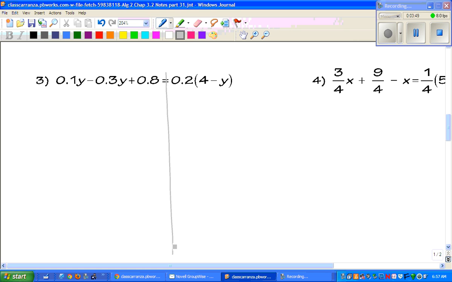Let's draw a line down the middle. Now, on the right side, we're going to distribute, and I have to do some side work. 4 times 0.2, well, 2 times 4 is 8, and there's one decimal, so we're going to get 0.8 minus 0.2y.